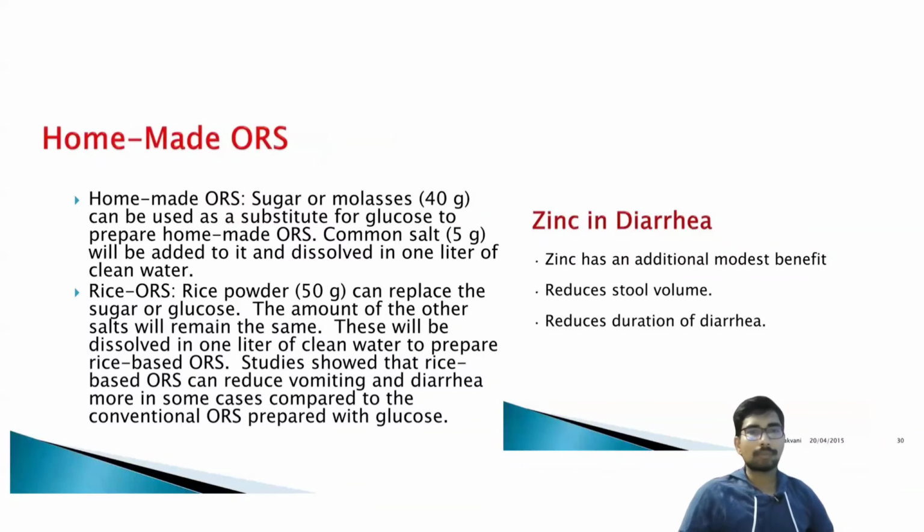Homemade ORS: 40 grams of sugar can be used with 5 grams of common salt, to be dissolved in 1 liter of clean water. Zinc has a role in diarrhea. Zinc will reduce the stool volume and reduce the duration of the diarrhea.